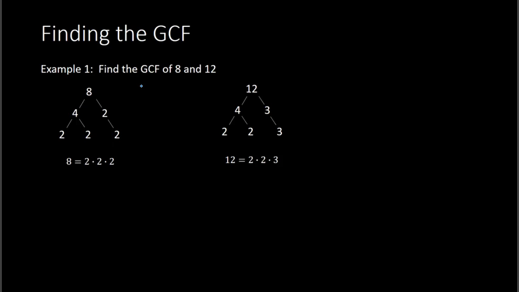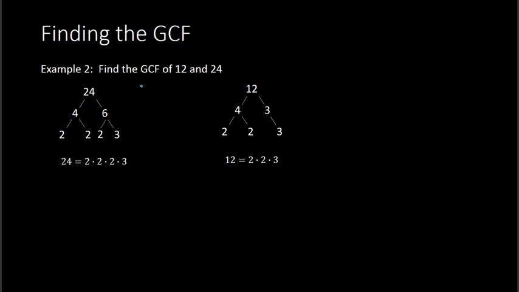So to find the greatest common factor, once I have the prime factors listed, I can see which factors they have in common. Notice they both have a 2 and another 2. So I take 2 times the other 2 to get 4 as my answer, which is what we got in the previous slide.